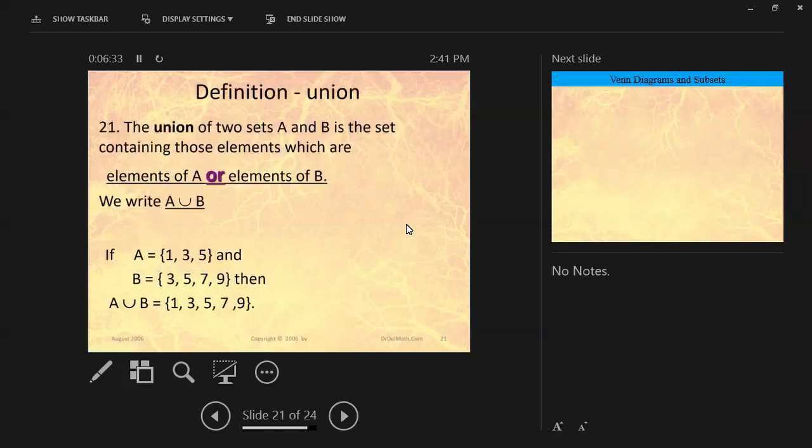Alrighty. The union includes everything in both sets, but you don't repeat it. The union of two sets, A and B, is a set containing those elements which are in A or B. So in other words, everything. You include everything in both. So union is a U-looking symbol. Okay? So the union would be 1, 3, 5, 7, 9. We include everything, but we don't repeat it. So that's different than intersection, right? Okay, questions?